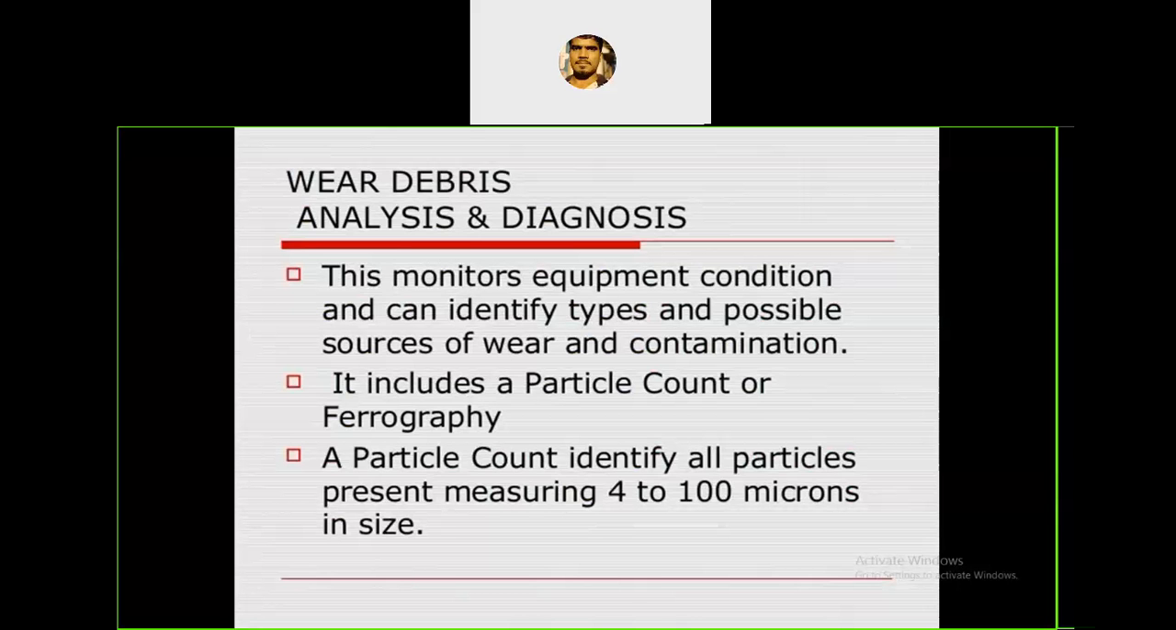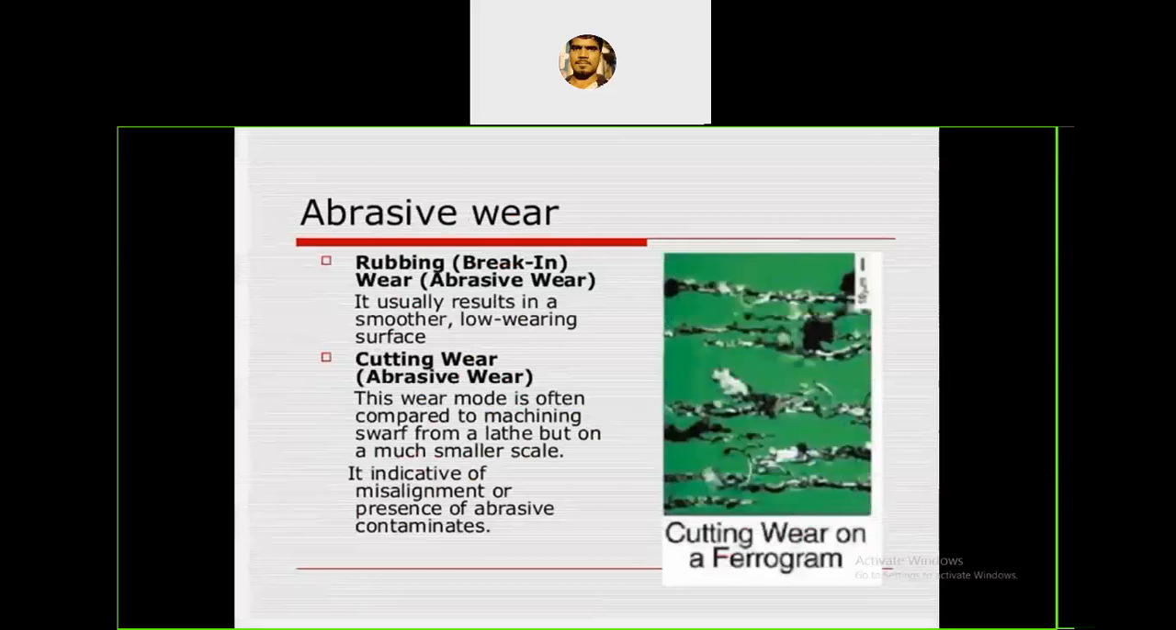And this monitoring equipment, first, will identify the types and possible source of wear and contamination. That is the first function of this analysis. Second, it includes a particle count or ferrography. Ferrography is one type. You can see this is a cutting wear on the ferrography. It means we take the SEM image, and on that SEM image we can see cutting surfaces or marks on the surface. That is also a type of wear.